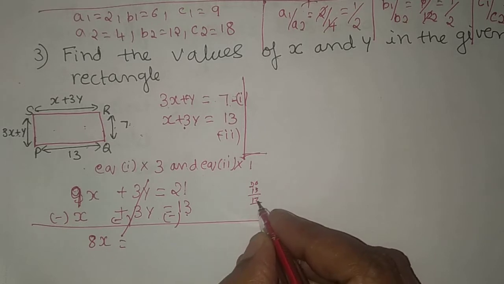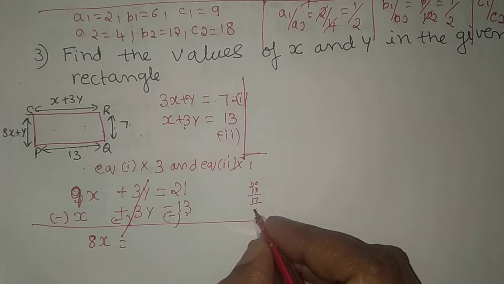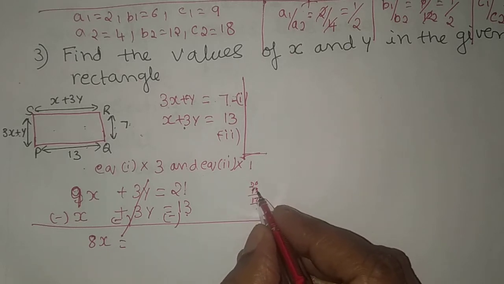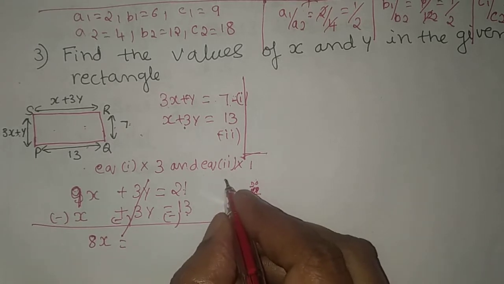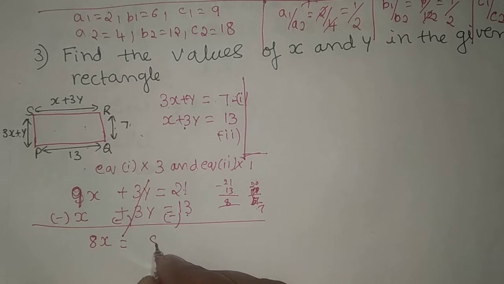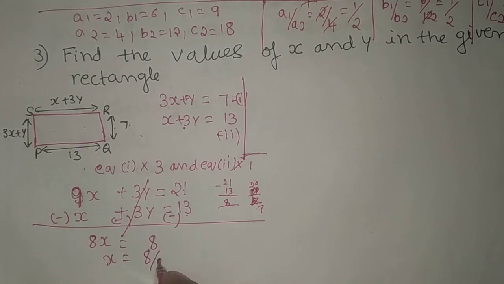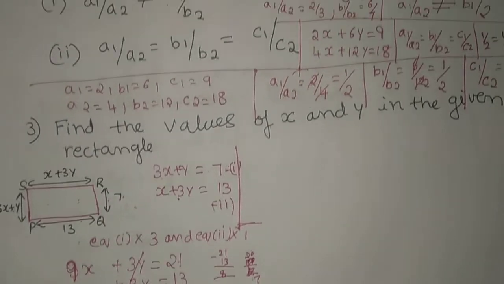17 and one more is there, 21, 3, 10, 20. So 13 means this one is 7. 7 we are getting, plus 1 is equal to 8. We get 21 minus 13 is equal to 8. Write down here 8. Therefore x is equal to 8 by 8. Cancel this, we get 1. x is equal to 1 we got.